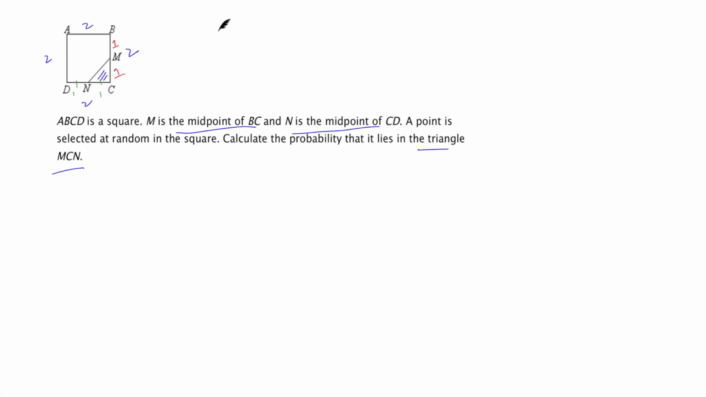Let's calculate the area of the square first. So area of the square is basically length into length, 2 into 2, which is 4. Now let's calculate the area of the triangle. Area of our triangle is half into base into height. Let's say NC is the base, that is 1, and height MC is also 1. So we've got half into 1, which is 1 by 2. Now we've got all the values.